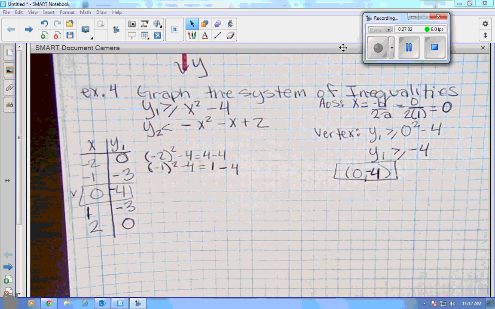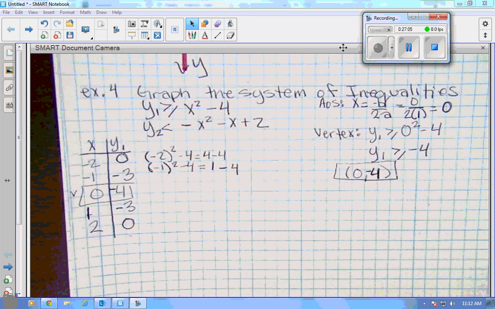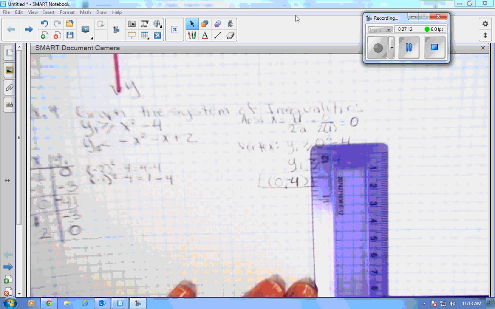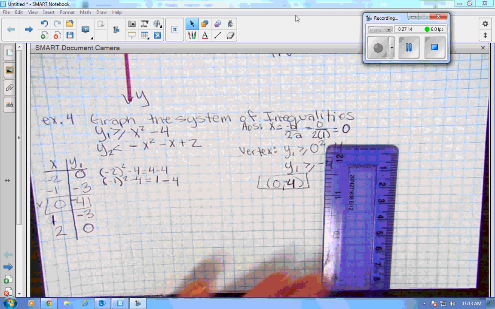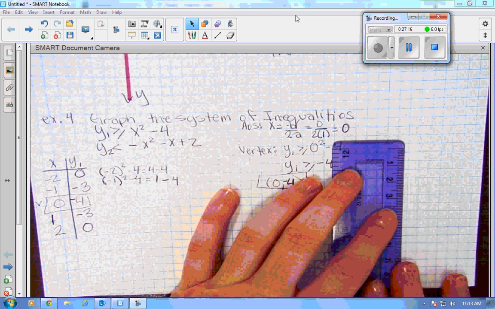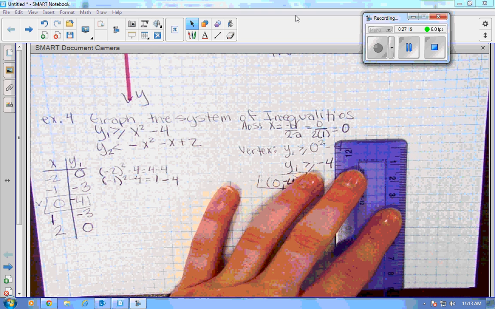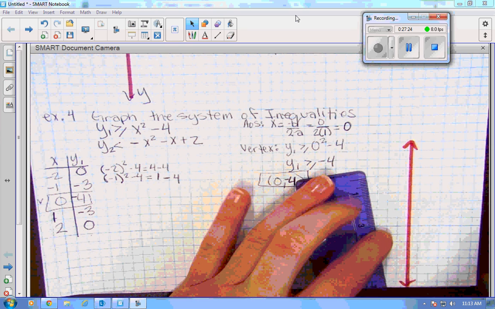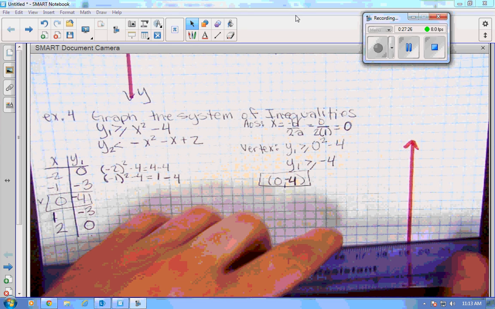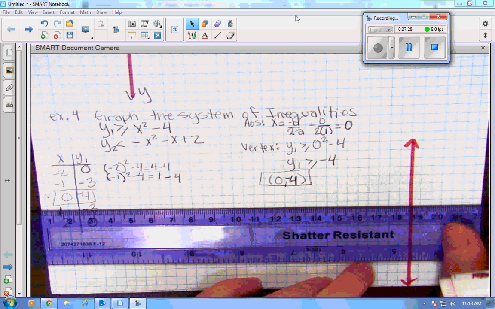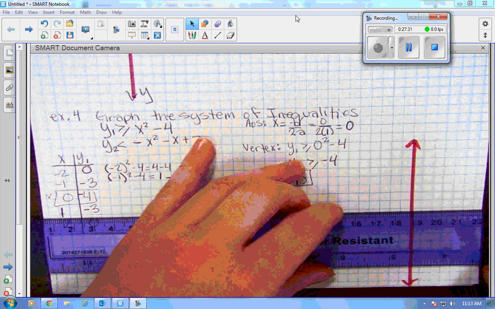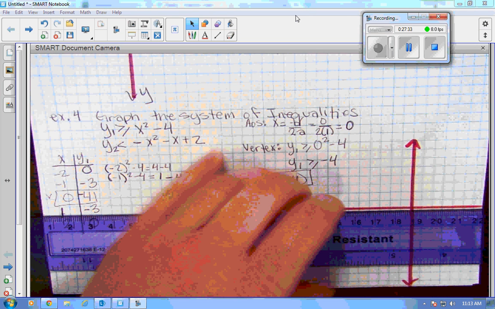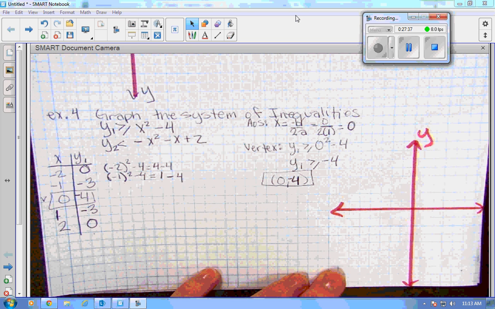Okay, so let's start graphing that. I'm going to do my graph over here, though, so I'm going to zoom out a little bit. Let's see, the y-axis, arrows, and an x-axis, with arrows, y and x.